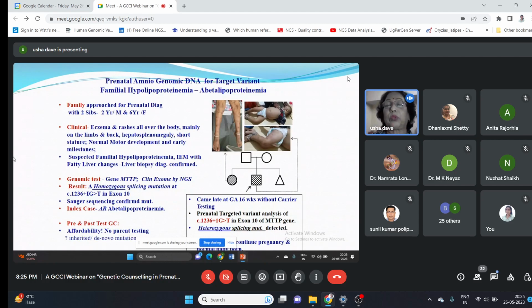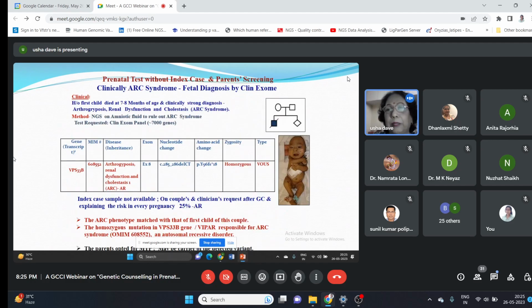Though in both of them, husband and wife, we had not done the carrier testing, thinking that it is a heterozygous splice mutation, the clinician took a decision that it will be like the mother and father, not affected and just a carrier. So the pregnancy was continued as such in this case.